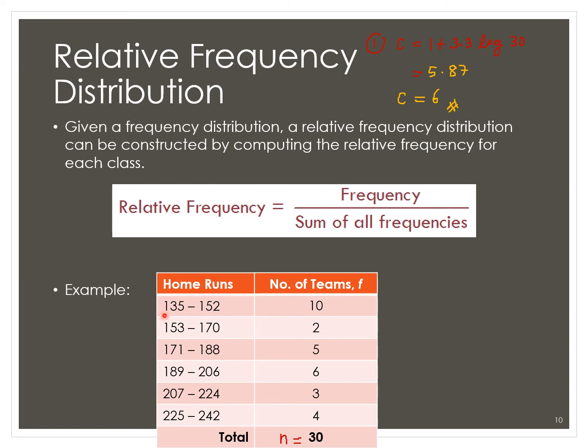And then the next step is to choose the starting point, or the lower limit of the first class. For your convenience, simply choose the smallest data value, which is 135. And then how are you going to decide on the upper limit?